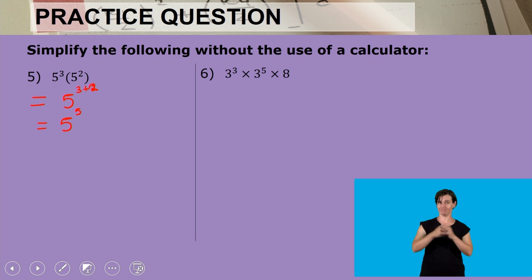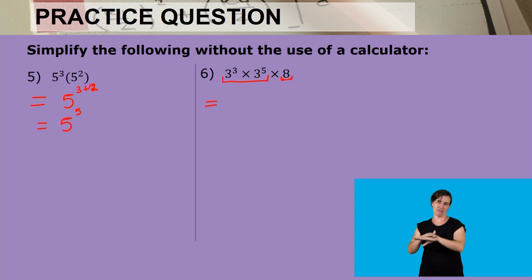The next one now has 3 powers that are being multiplied, but that shouldn't be any different. How are we going to work through that? Now we are going to say, okay, it is the same base for 2 of them, but this third one is not the same base. I hope you realized that. Now the third one is an 8, and we know that an 8 can be written as 2 exponent 3. So that 8 is 2 exponent 3.